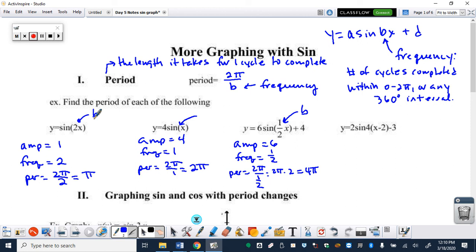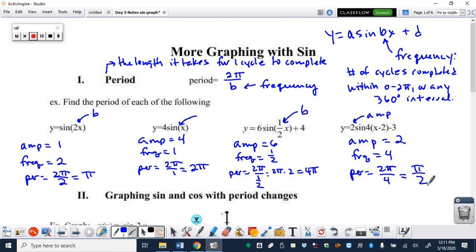And the last one, there's a whole bunch of numbers here, and you really have to be careful to know exactly what number represents what. The amplitude is 2, meaning how high from the midline. We'll talk about that in a few minutes. The frequency is 4. This person is driving really, really fast, or talking 4 times as fast as the parent function does. So period, and again, it's 2 pi divided by b, so it's 2 pi divided by 4. Period here is pi divided by 2.